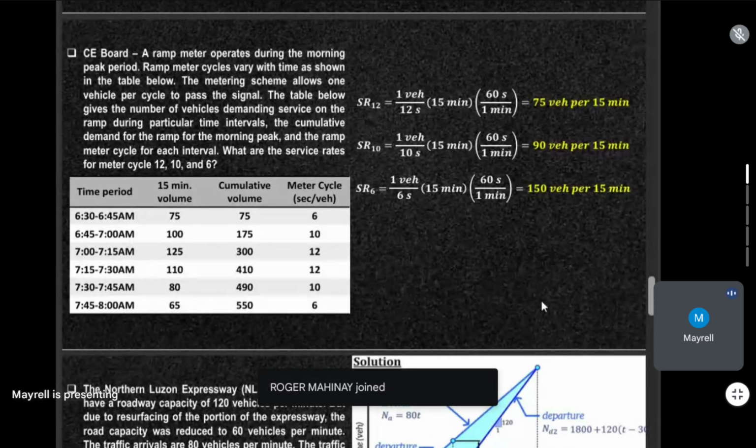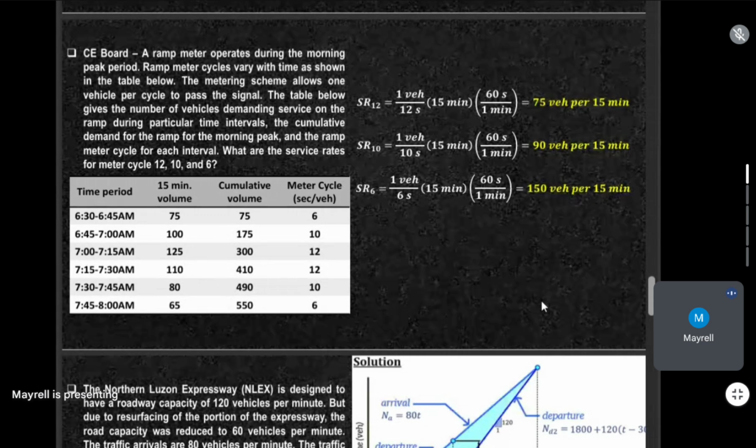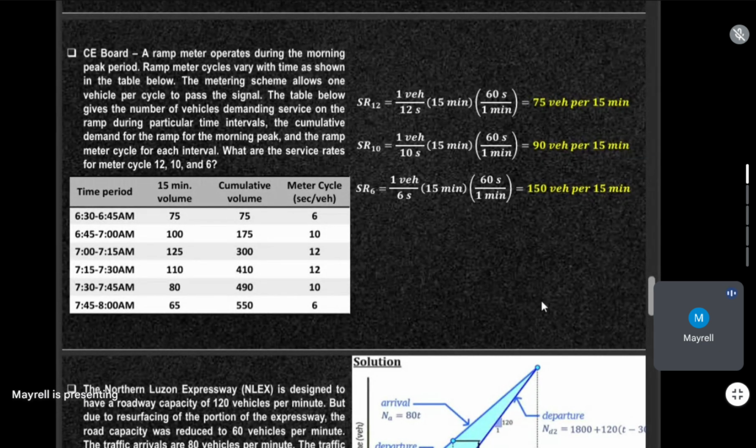So this is an example of a board question. A ramp meter operates during the morning peak period. Ramp meter cycles vary with time as shown in the table below. The metering scheme allows one vehicle per cycle to pass the signal. The table below gives the number of vehicles demanding service on the ramp during particular time intervals.